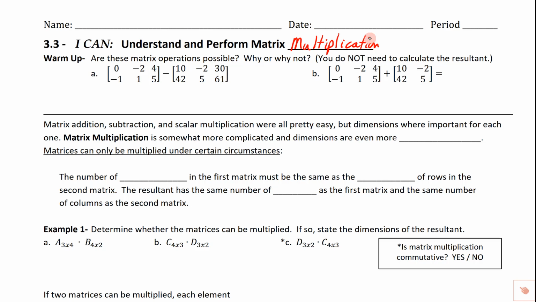So as the warm-up here, we're going to talk about whether or not these matrix operations are possible. So we'll just look at each one of them. If it's possible, we don't need to calculate the resultant, but if it's not possible, we do need to say why it's not possible. So let's take a look at this one right here.